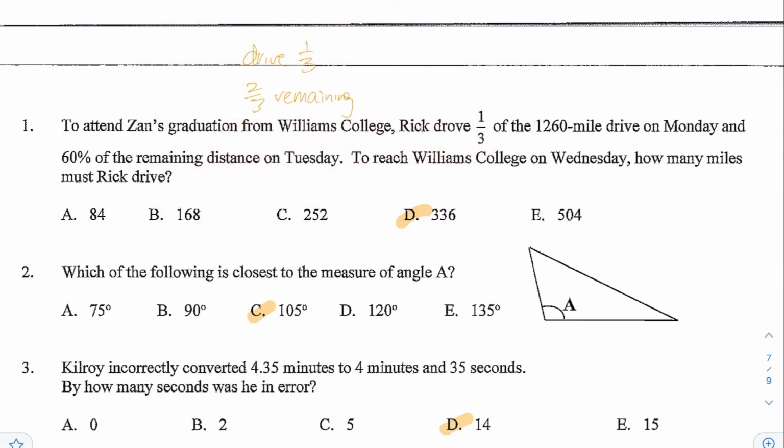And from this 2/3 that remains, you have 60% on Tuesday, which means there's 40% left for Wednesday. So out of this 2/3, you'll actually want the 40% that's left for Wednesday. So that means the total is 1260. And out of this total, you want to do 2/3 of 1260, and then you'll have to multiply by 40%. And 40% is 2/5.